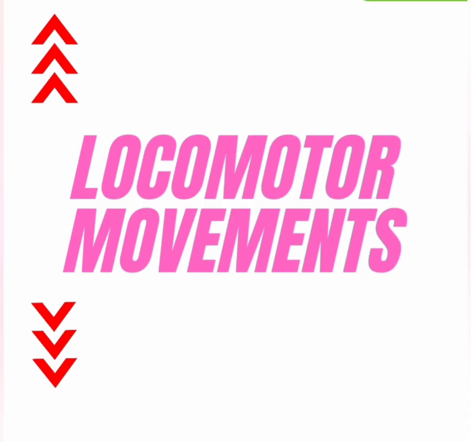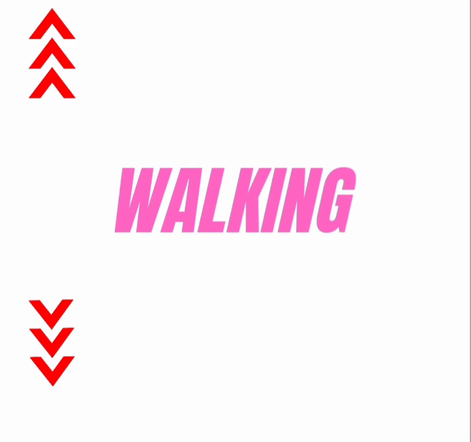Locomotor movements refer to the body movements that move from one place to another, movements that cause the body to travel. Walking is a series of steps moving at a moderate pace, lifting one foot only after the other foot has touched the floor or ground. Legs swing from the hips while the arms swing naturally at the sides.